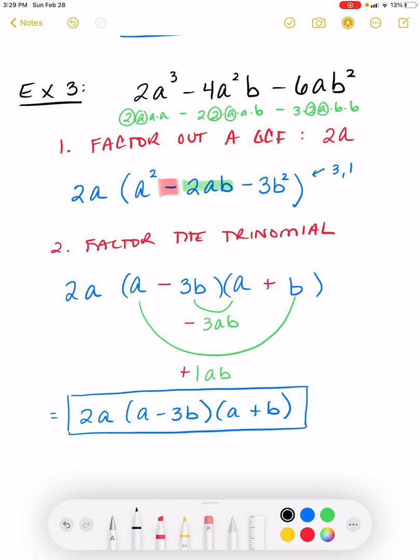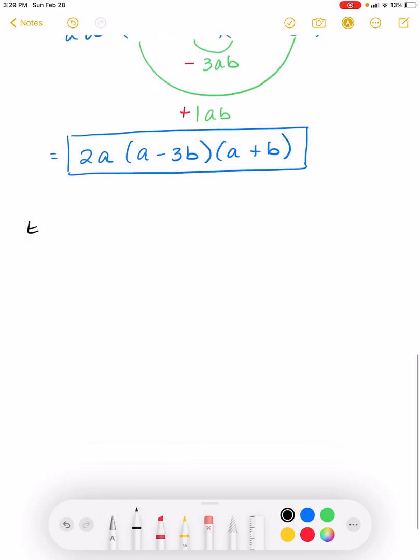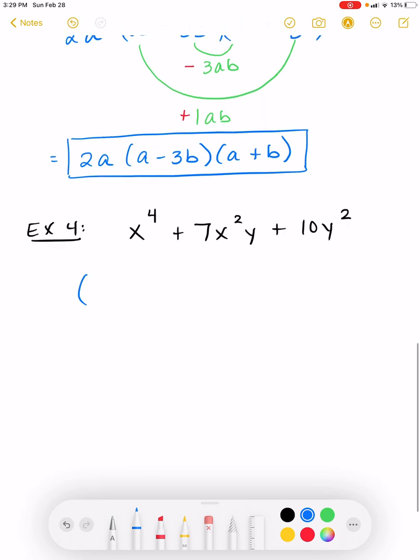Okay, so the last one I want to do, let's make those exponents a little bit higher this time. Let's make this x to the 4th plus 7x squared y plus 10y squared. First question, is there a greatest common factor? Okay, well, there's no coefficient that's going to divide into all the terms, and they don't all have an x or all have a y. So let's go ahead and go straight to factoring our trinomial.